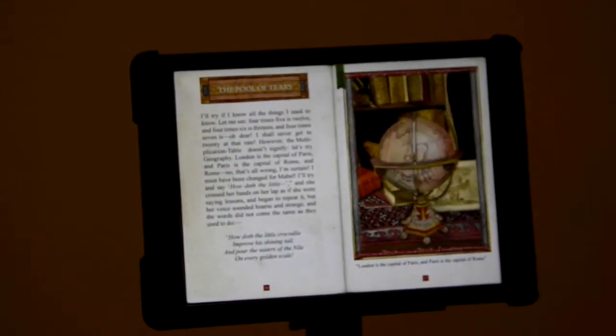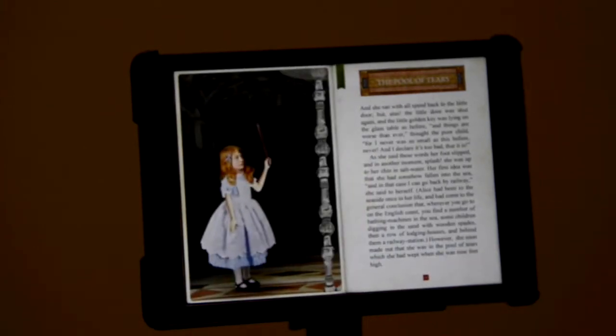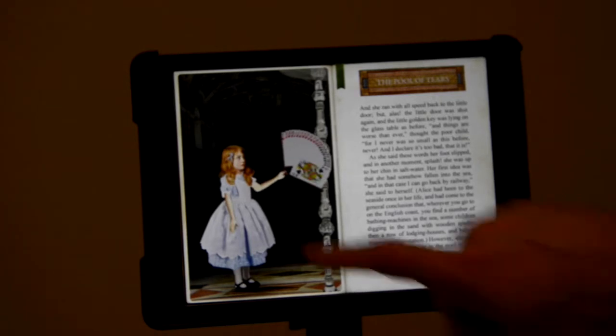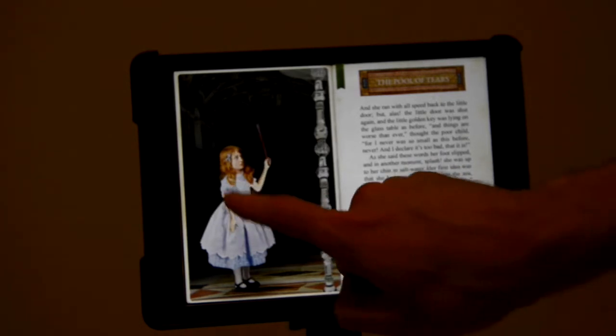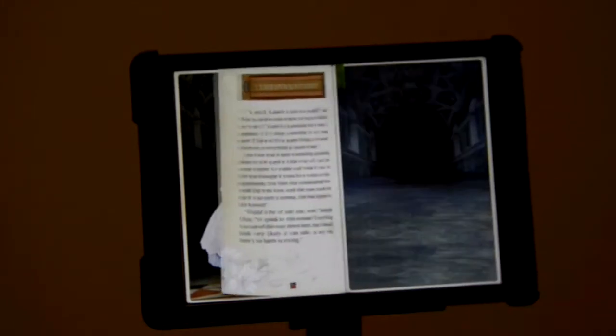I'll try if I know all the things I used to know. Let me see. 4 times 5 is 12, and 4... How cheerfully... And she ran with all speed back to the little... And the little gold key was lying on the glass table as before. And things are worse than ever. Never was so slow as this before, never. And I declare it too.